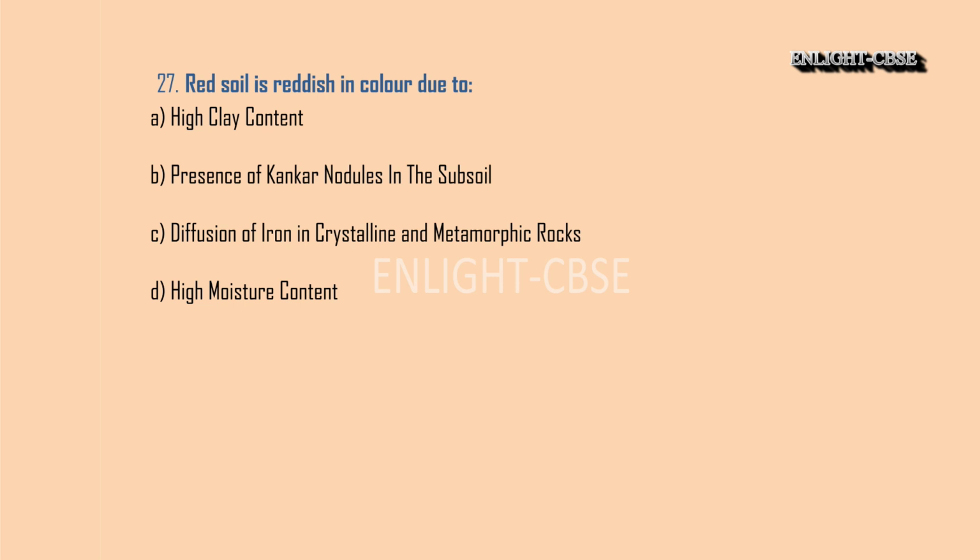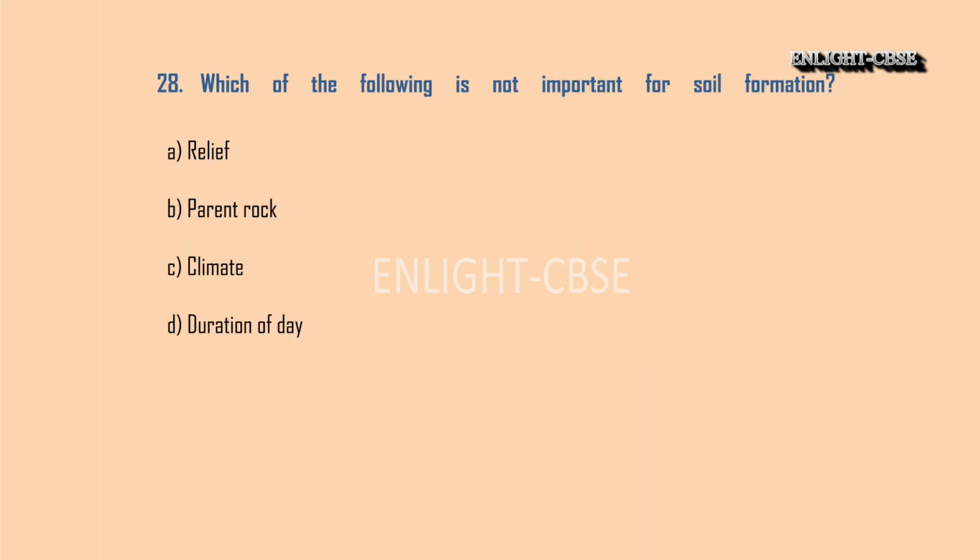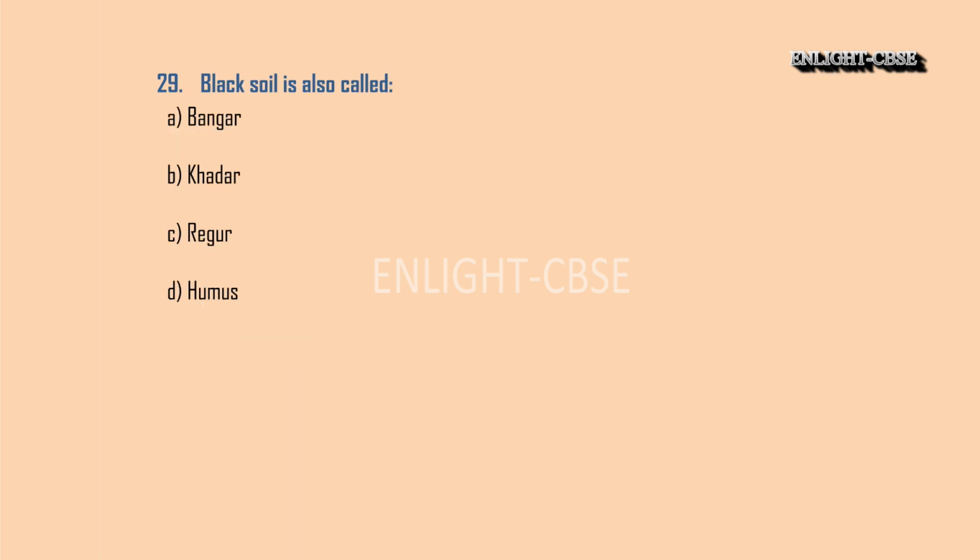Question 27. Red soil is reddish in color due to A. High clay content. B. Presence of kankar nodules in the subsoil. C. Diffusion of iron in crystalline and metamorphic rocks. D. High moisture content. Answer, diffusion of iron in crystalline and metamorphic rocks. Question 28. Which of the following is not important for soil formation? A. Relief. B. Parent rock. C. Climate. D. Duration of day. Answer, duration of day.